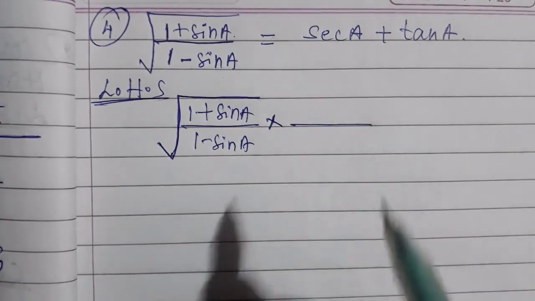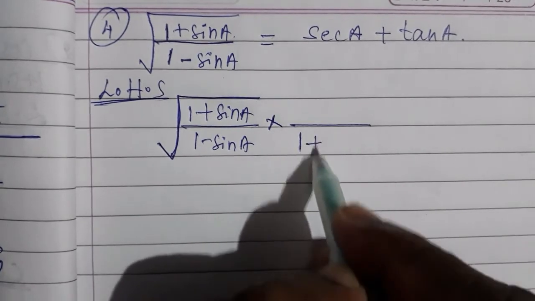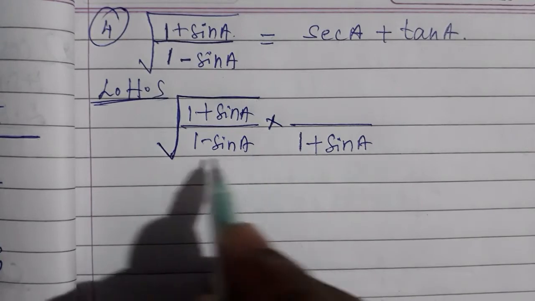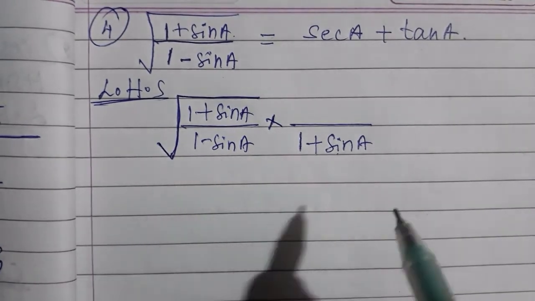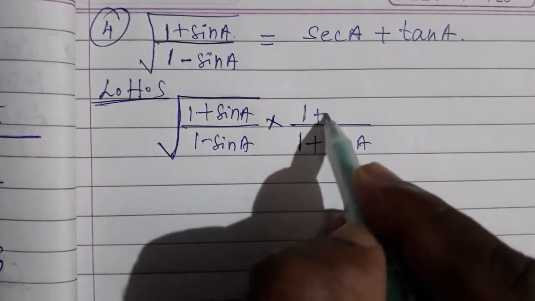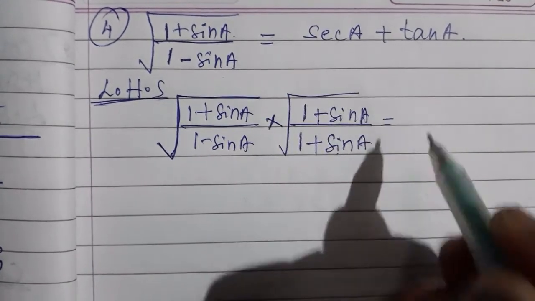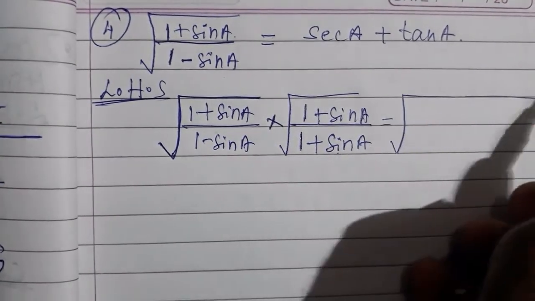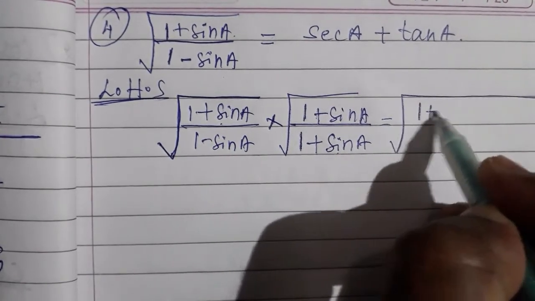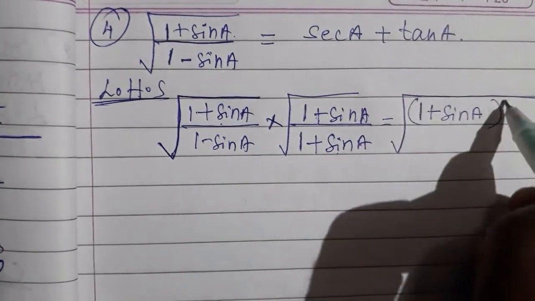How to rationalize the denominator? 1 minus sin A have to multiply with 1 plus sin A. This is rationalizing the denominator. This is the conjugate or rationalizing factor of the denominator. Same you have to multiply to the numerator, 1 plus sin A. Now you can multiply 1 plus sin A into 1 plus sin A. It will become 1 plus sin A the whole square.